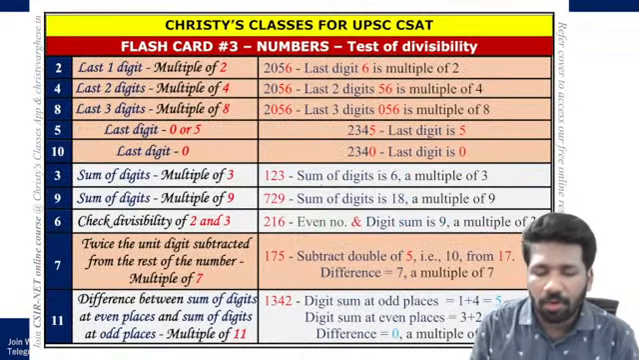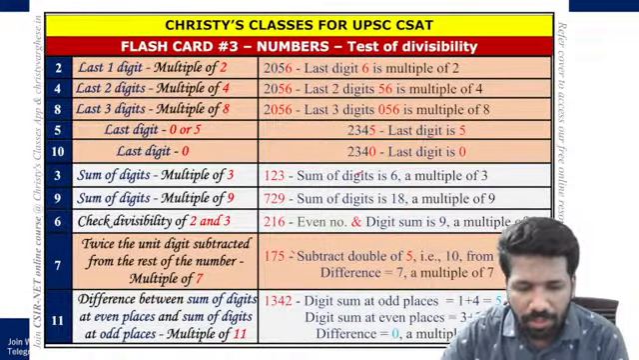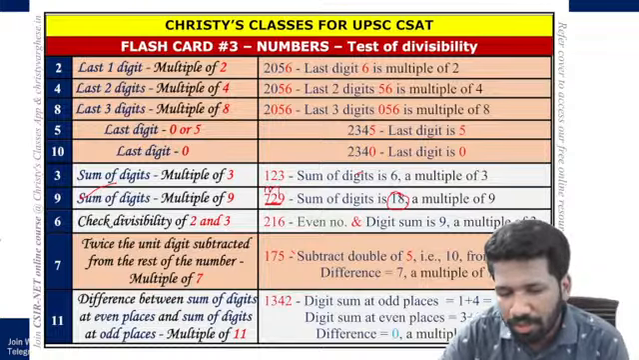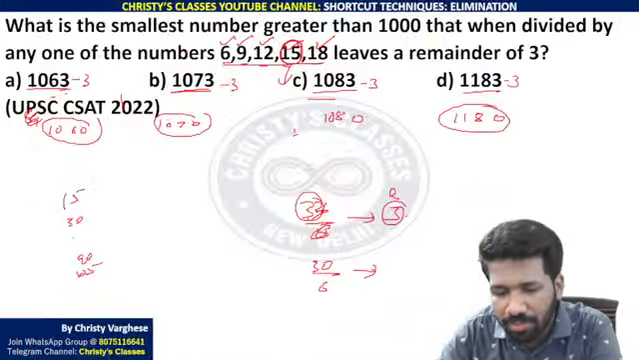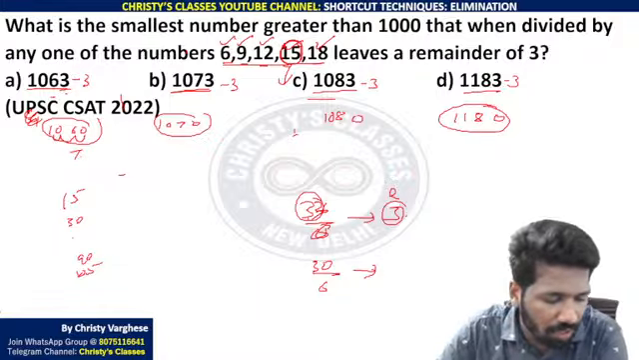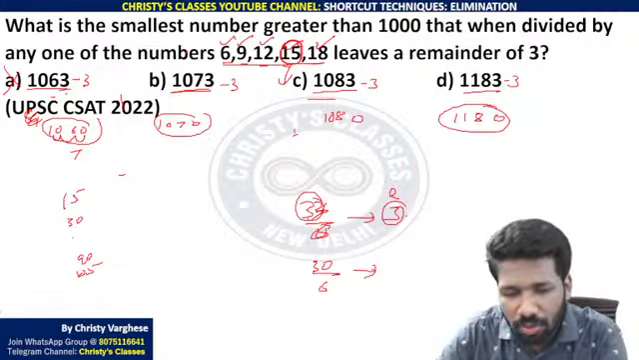Test of divisibility, all of you have learned in school days, and that will also help you here. If the sum of digits is a multiple of 9, the number is also a multiple of 9. For example, 729: 7 plus 2 plus 9 is 18, a multiple of 9. So 729 is also a multiple of 9. That is enough to check whether 729 is a multiple of 9. Similarly, 1 plus 0 plus 6 plus 0, 7 is the sum. 7 is not a multiple of 9. That is why option A is eliminated. 1 plus 0 plus 7 plus 0.